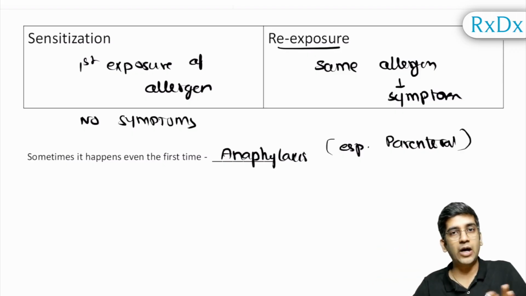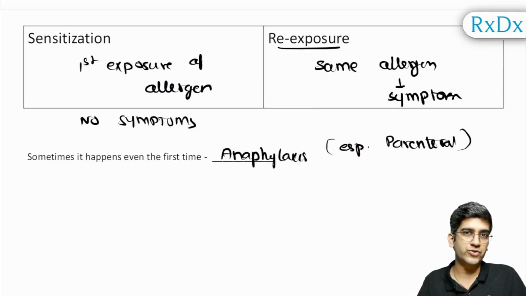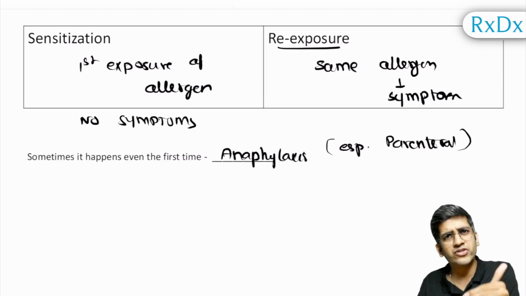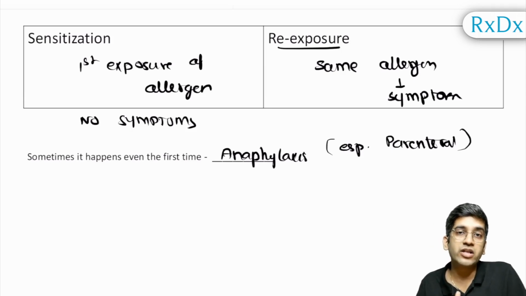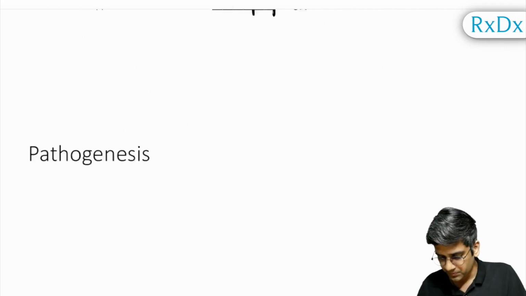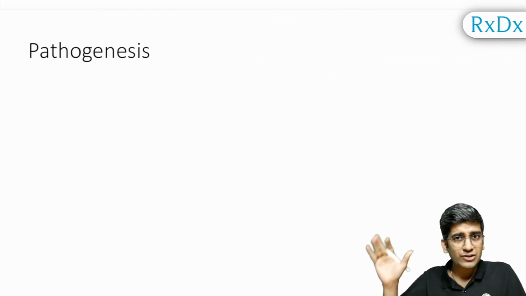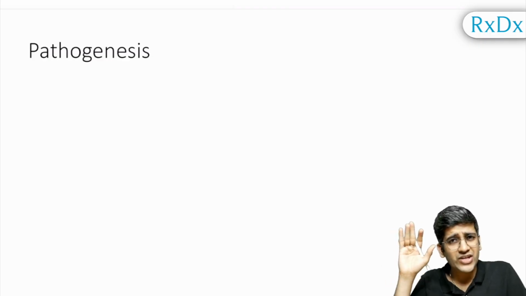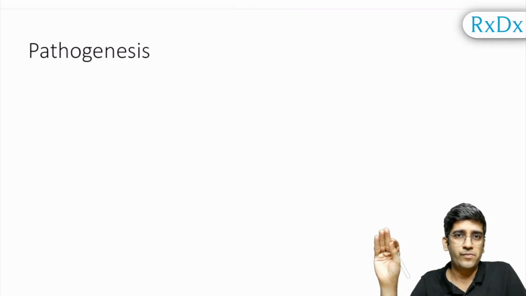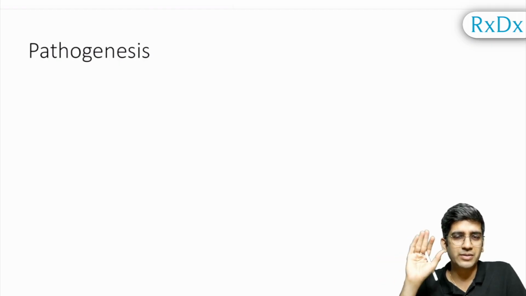Okay, this is the outline of how exactly a hypersensitivity response happens. But what happens during sensitization? What exactly happens during re-exposure and what are the symptoms? We'll look at this soon. So here, the pathogenesis that I'm going to read is the same as for asthma. Slight variation might be there, that's all.